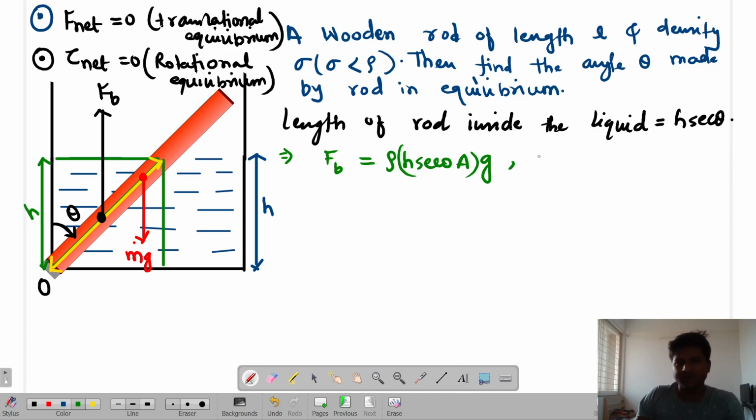Next thing, if I think of the weight mg, here volume is measured, length is given. So mg must be written in terms of sigma, that is sigma A L into gravity g. That's my weight factor. Are you able to get me?